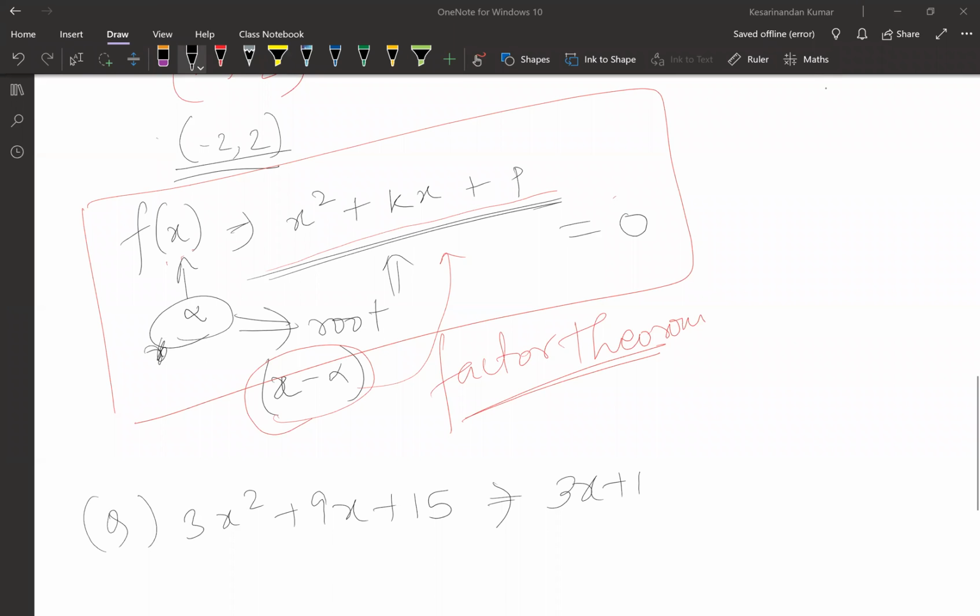Guys, am I audible to you? Yes, Kesari. Okay, I got disconnected for a second there. Yeah, so is everybody clear with the question?